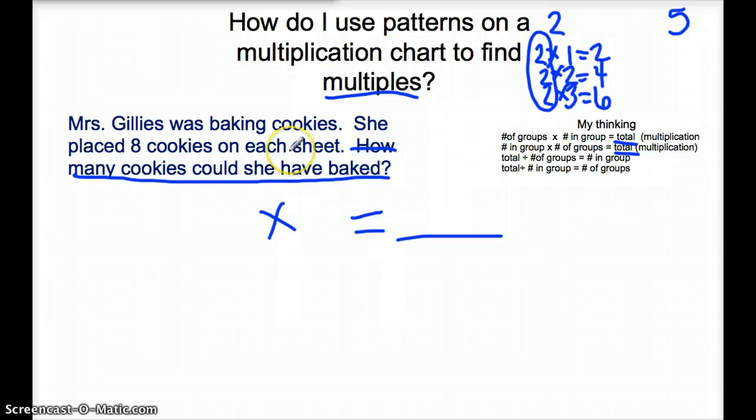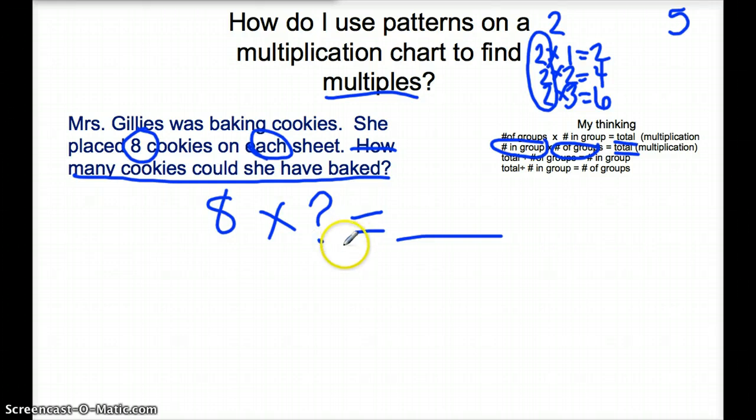Let's see, Mrs. Gillis is baking cookies. She placed 8 cookies on each sheet. All right, so I have that each. So that's the number in a group. So on one sheet, there's 8. I don't see any other information. It hasn't told me the number of groups or the number of sheets. So I don't know what this is.